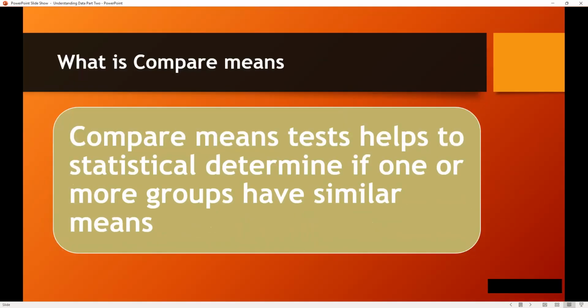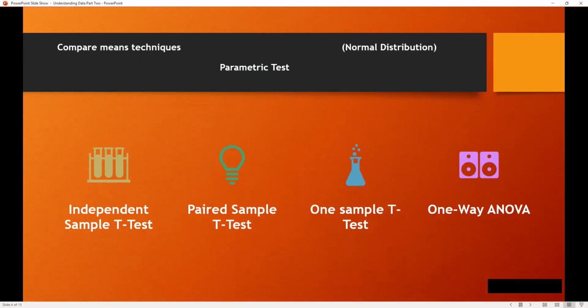So what is compare means? Compare means test helps us to statistically determine if one or more groups have similar means. And then what are the types of compare means estimation techniques? We have two types of compare means estimation techniques based on the nature of the data. You have the parametric test and also the non-parametric test.